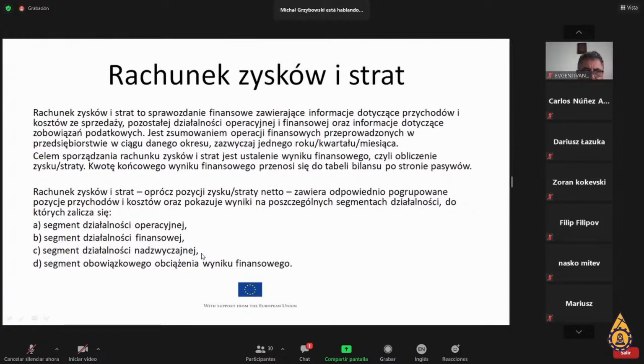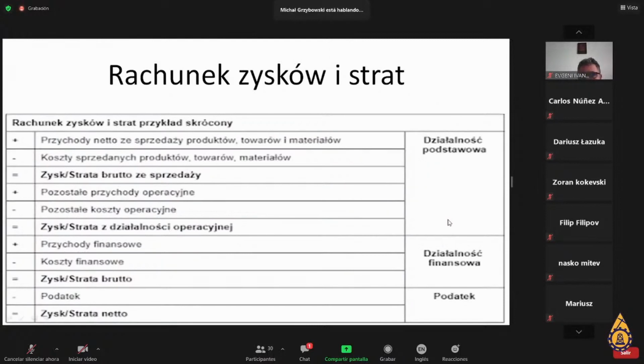Then we have segment C, extraordinary operations. So some kind of insurance compensations. So something that is beyond the key operations, the key field of operation of the company. So some extraordinary events. And then we have the obligatory charges to profit. So this refers to taxes, obviously. Now, this is a sample form.